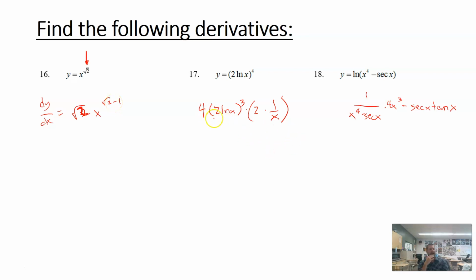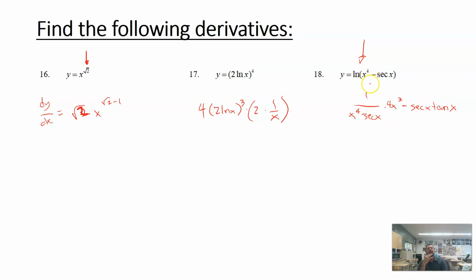On this one, I've got a chain rule going on, so I bring the 4 down, leave the inside alone. Then we remember the derivative of the ln of anything is 1 divided by the anything. If it's the ln of x, then it's just 1 divided by x. So on 18, when I take the derivative of that, I get 1 divided by x to the 4th minus secant of x.